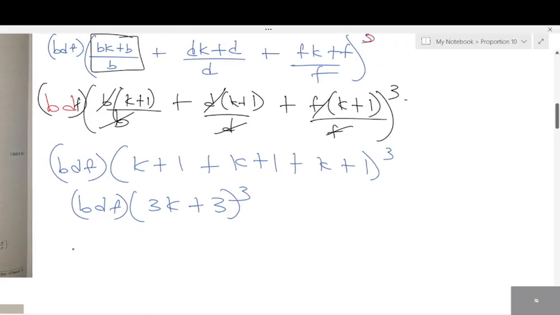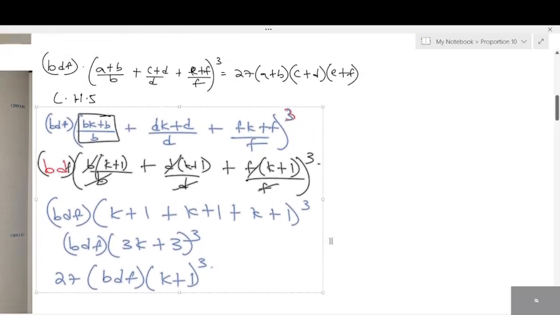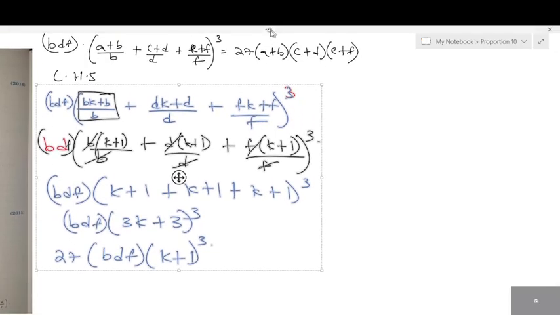Okay, so let me write that 27. I'll write it in the beginning. 27 into B into D into F, K plus 1, not K plus 3. 3 is common, K plus 1 the whole cube. We have K plus 1 the whole cube. Okay, left hand side, this is what we got. We'll check the right hand side. The right hand side 27 is already given. 27 is already there.